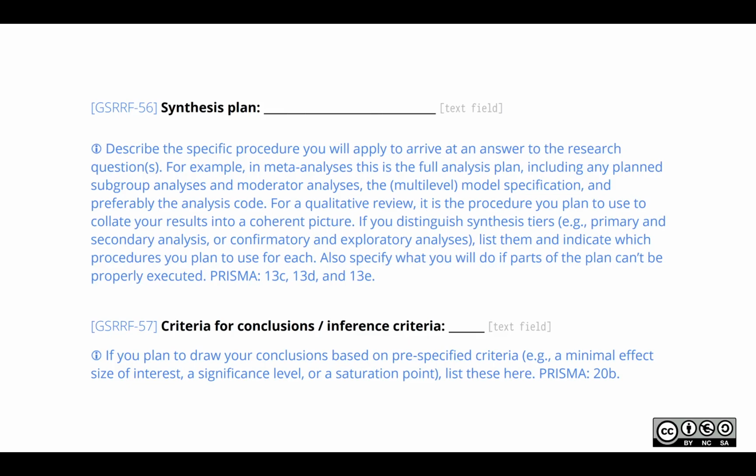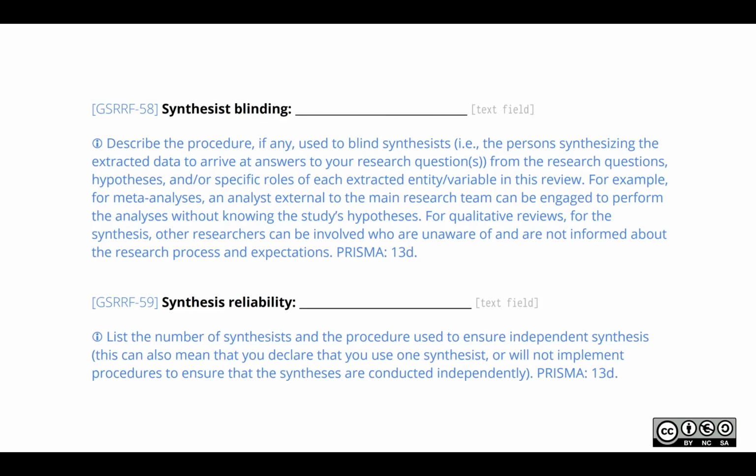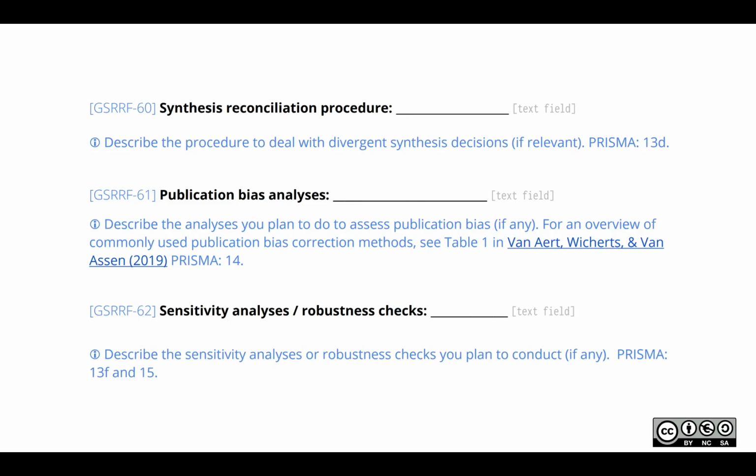Finally, if you want to draw conclusions or make some kind of inference, ideally, you define your criteria, your procedure you will use to get to those conclusions in the beginning before you start actually looking at your data. So you can list those here as well. Then, just like during screening and extraction, you may want to mask the synthesists, especially when it's a contentious topic, for example, or there's a high risk of bias in the analysis. And then if you do that, and you have multiple synthesists, again, you can look at reliability. You need to have a reconciliation procedure.